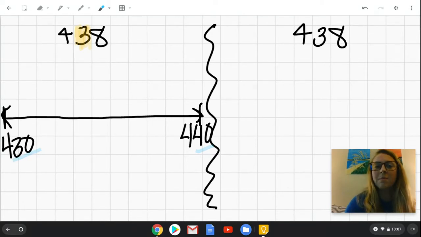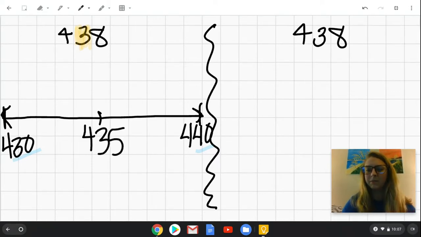Now in the middle of my number line, I know about halfway between 430 and 440 is 435. There are 10 digits between the two, and so right in the middle, I'm going to have 435, because 5 comes halfway between 10. Now I need to figure out, is my 438 going to fall closer to 430 or 440? Well, I have my benchmark number. A benchmark number is just a number that I use to figure out where this falls. So my 435 is my halfway point. Is 438 going to come before or after the 435?